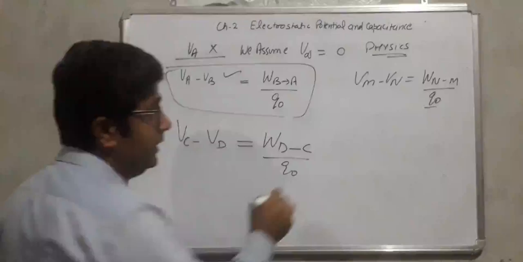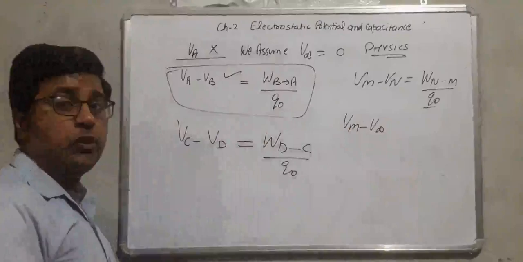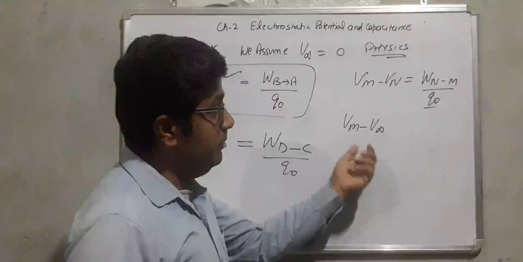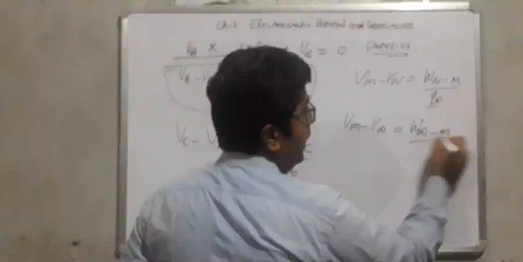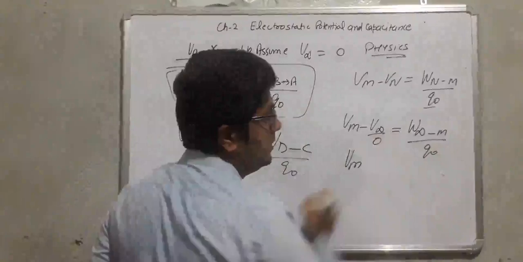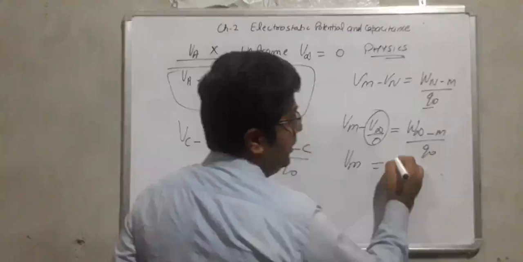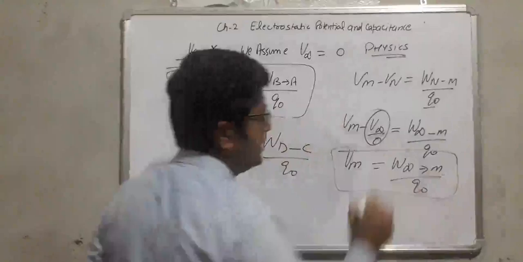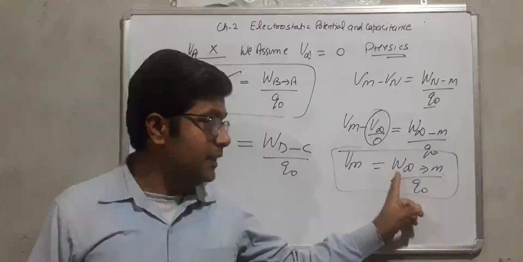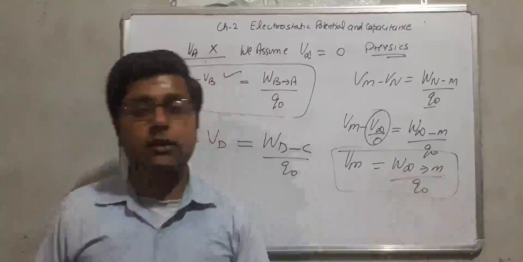Okay, so if I write Vm minus V infinity, now come to the definition. It means this time we are going to take the charged particle from infinity to M. And V infinity is equal to zero. So it is equal to the work done from infinity to M per unit test charge. This is our definition. What is the potential of M? It is the work done when we take a charged particle from infinity to a point M per unit test charge. So this is how we can write the potential at any point.